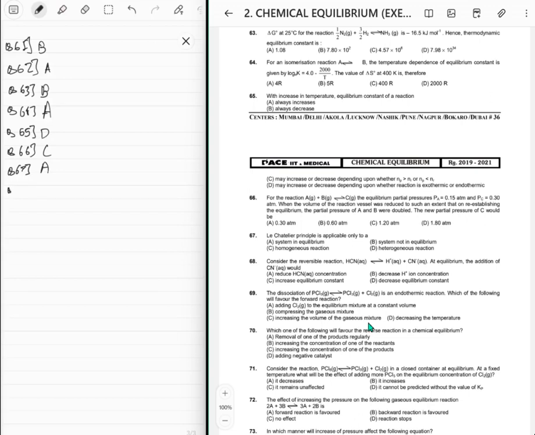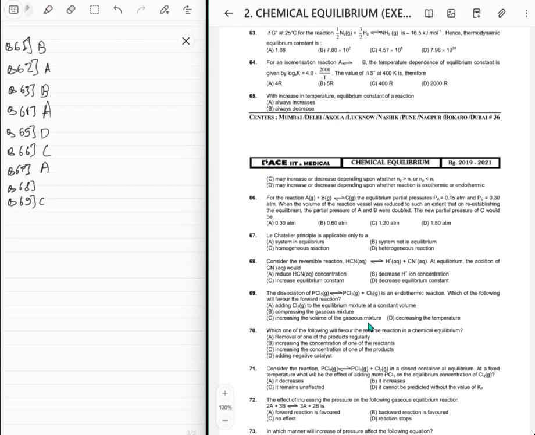Question number 69. Okay, I skipped question number 68. Let's go for question number 68 now. Consider the reversible reaction at equilibrium, the addition of CN minus would... okay, so fine. It will just revert back the reaction.